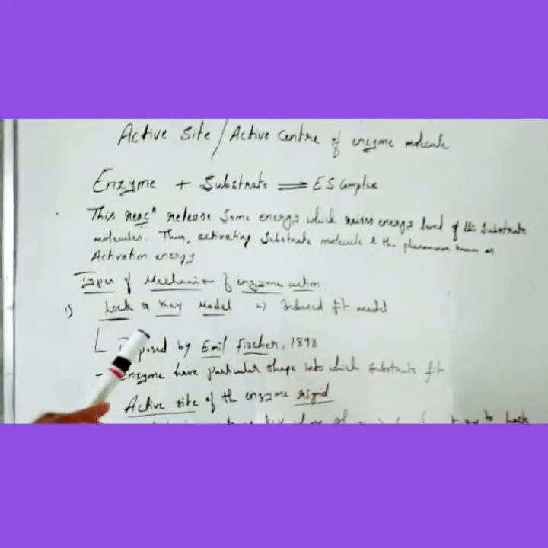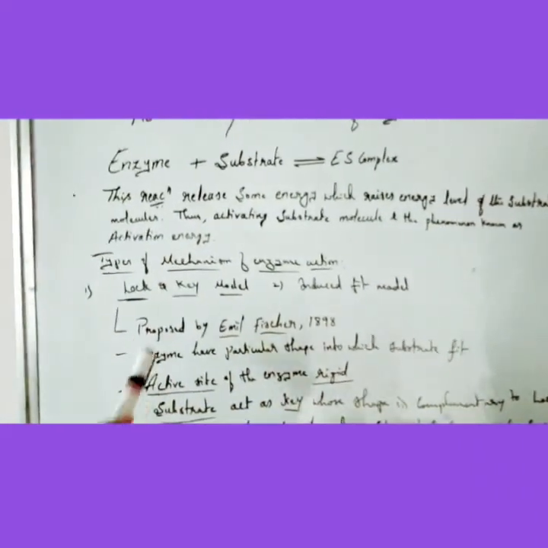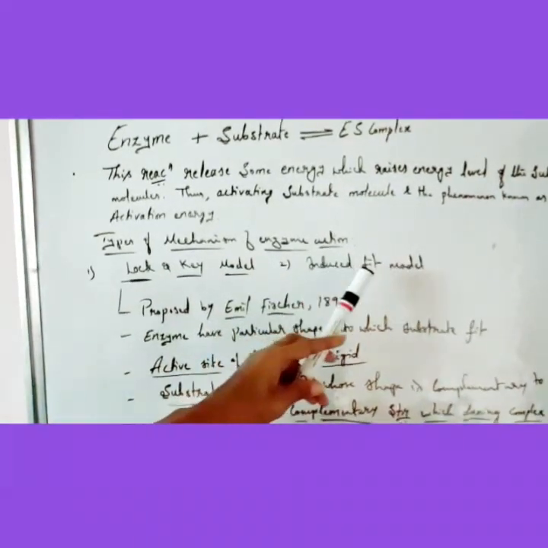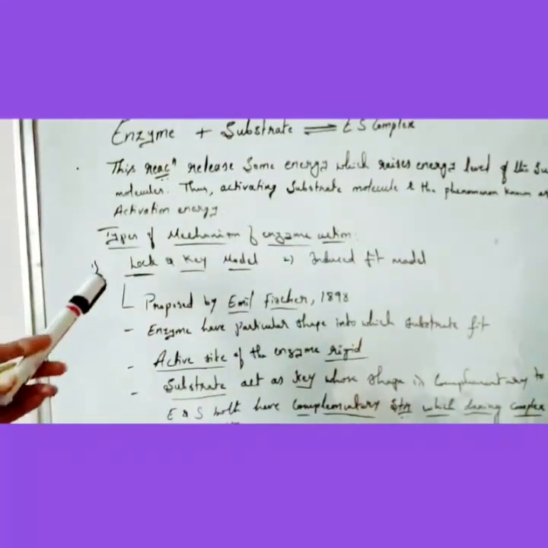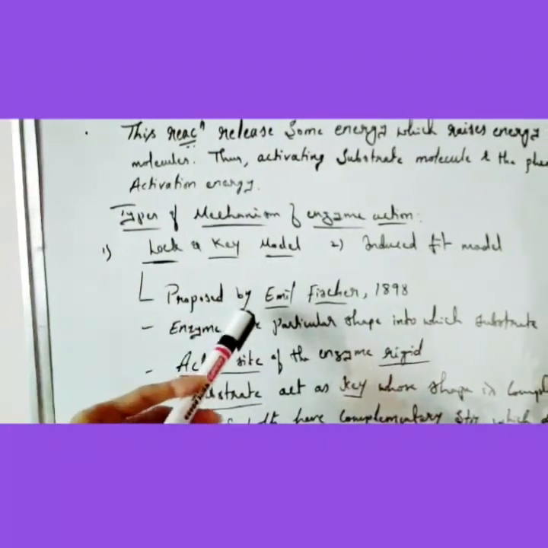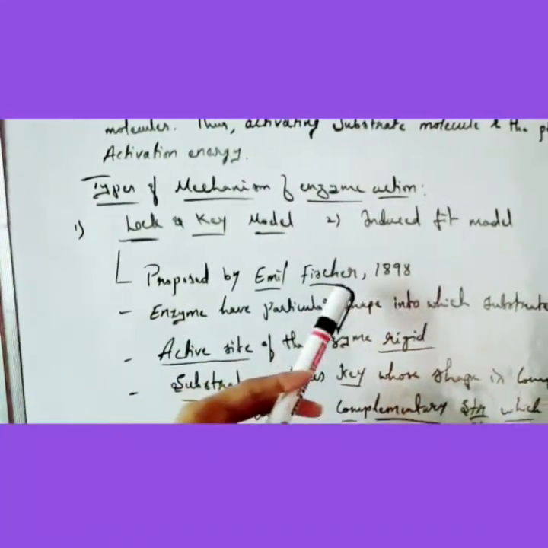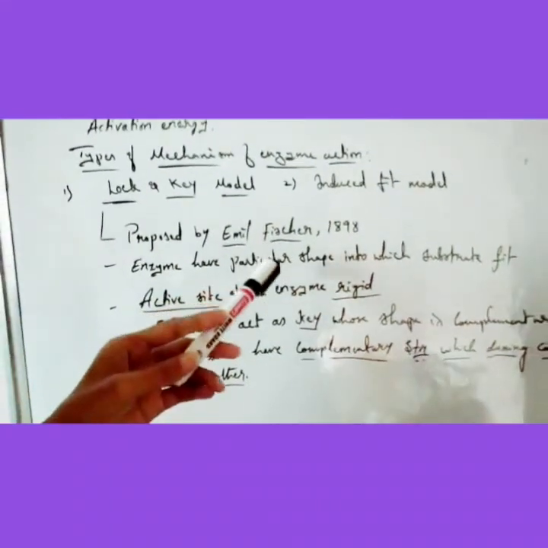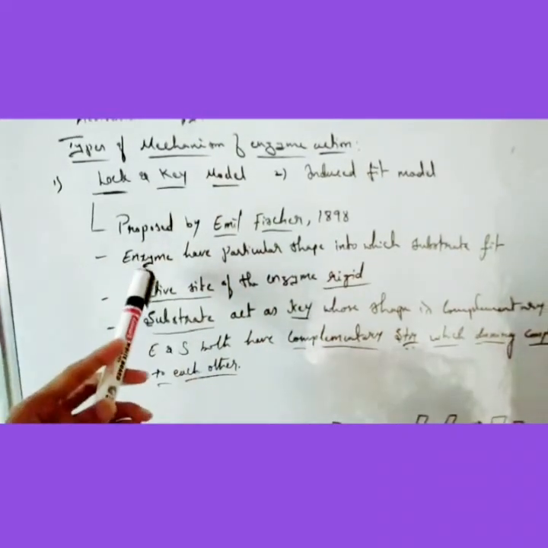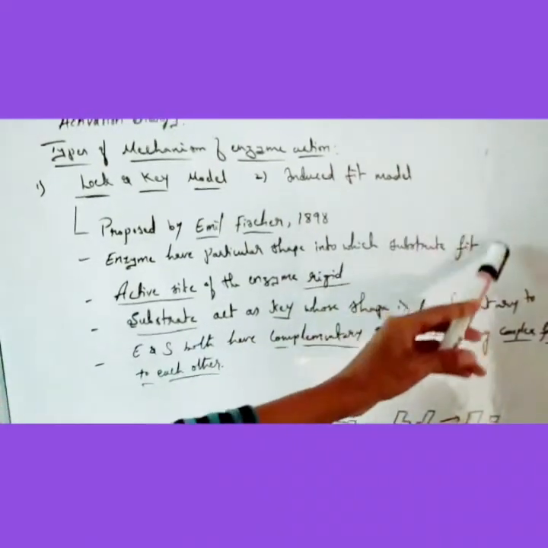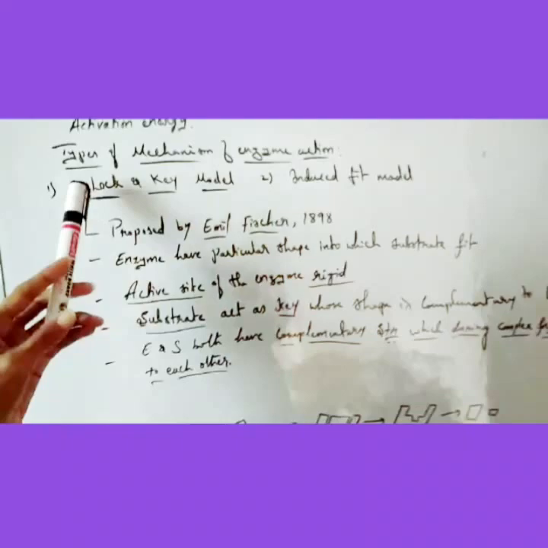The mechanism of enzyme action is explained by two theories or models. One is the lock and key model and the other is the induced fit model. Let us first look at the lock and key model. It was proposed by the German chemist Emil Fischer in 1898. According to him, the enzyme has a particular shape into which the substrate fits exactly, and that is referred to as the lock and key hypothesis.